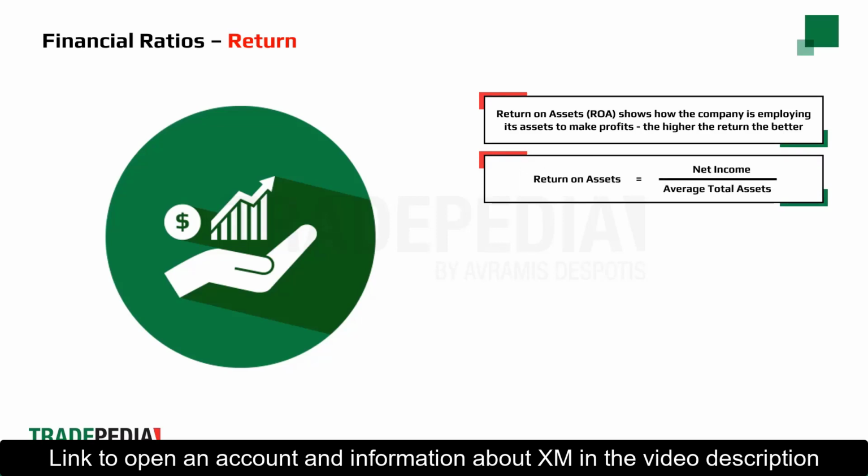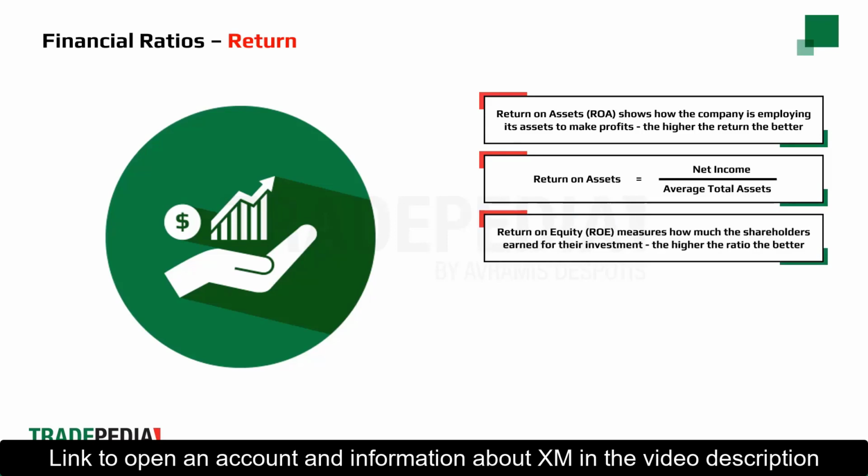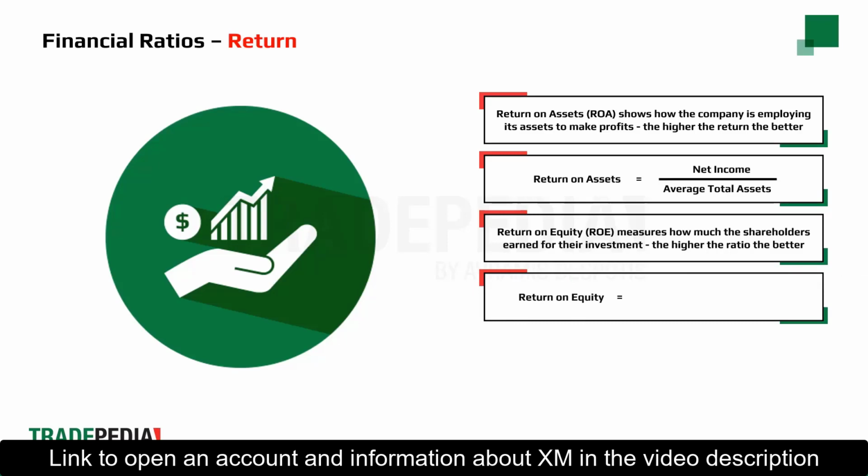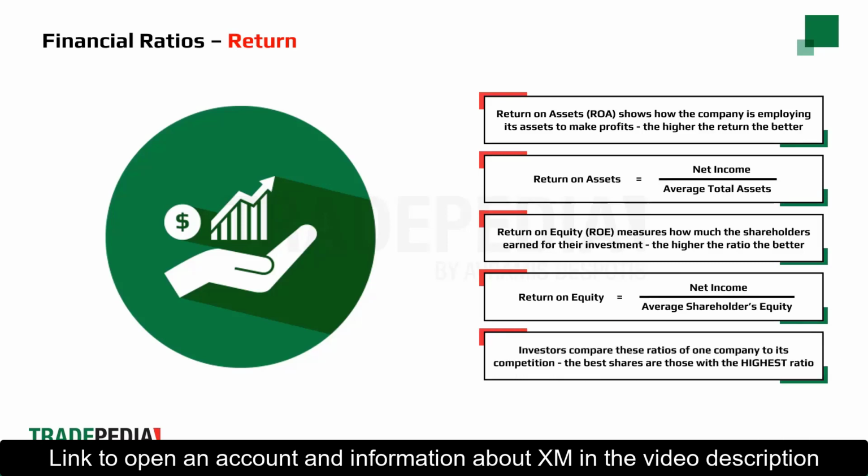Another profitability ratio is the return on equity ratio, or ROE, which measures how much the shareholders earned for their investment in this company. The higher the ratio, the better. Return on equity divides the net income by the shareholders' equity or contribution. Investors compare these ratios of one company to its competition. The best shares are those with the highest ratio.